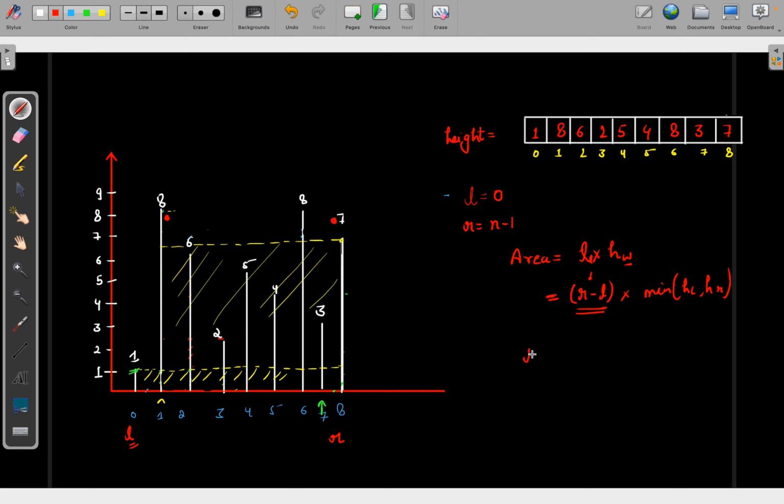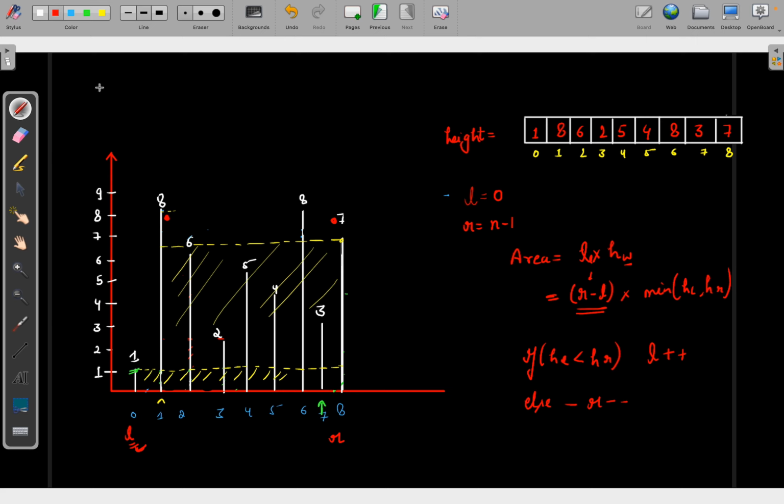we will write one condition. Basically, if HL, the height at L, is lower than H of R, what will we do? We will move the L pointer, because this is responsible for the water level, so we will try to move this one. Else, we will move the R pointer.